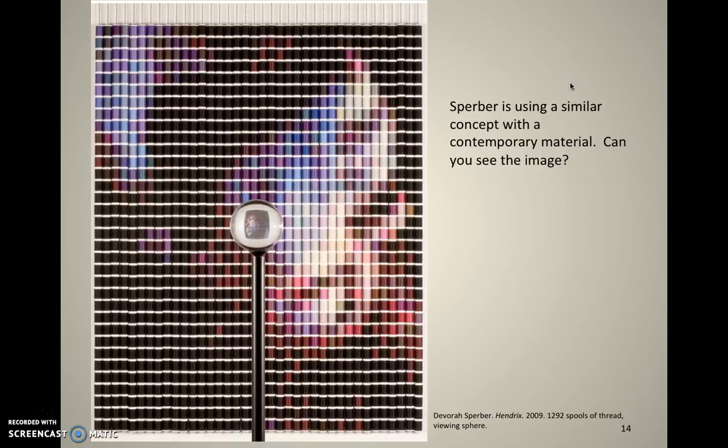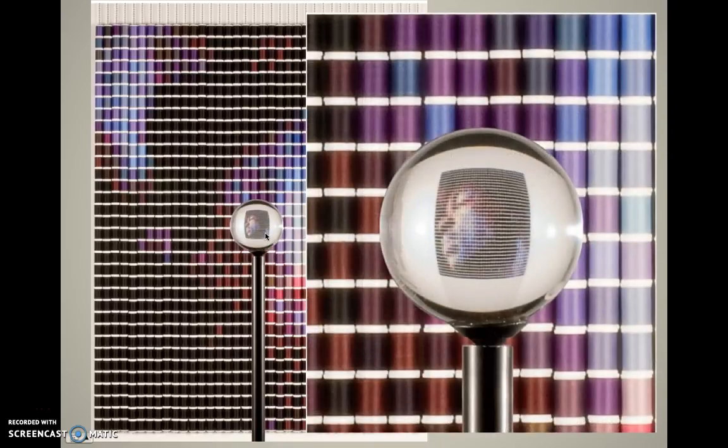This is a contemporary artist using something along that same concept, only she is using spools of thread. So see if you can see the image. This lens, this sphere, is working very much like the lens of our eye works. So it will flip and rotate, and all of a sudden you see the face that is there in the dots of color.